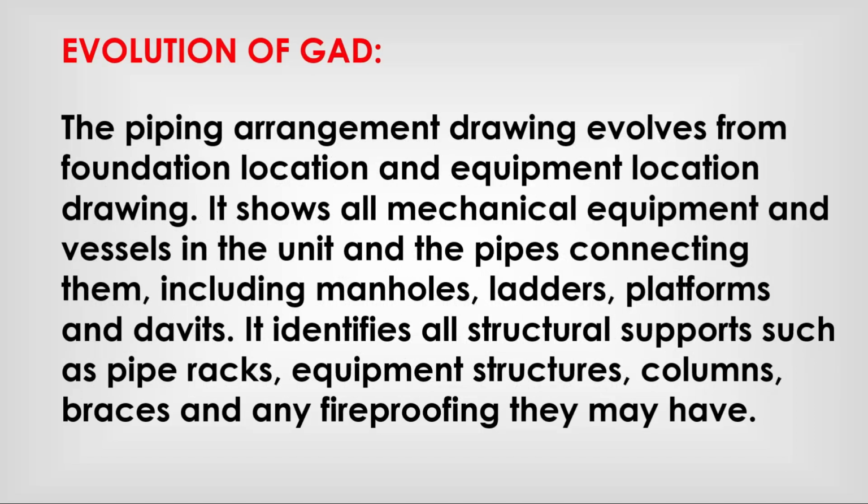Evolution of GAD. The piping general arrangement drawing evolves from foundation location and equipment location drawings. It shows all mechanical equipment and vessels in the unit and the pipes connecting to them, including manholes, ladders, platforms, and davits. It identifies all structural supports such as pipe racks, equipment structures, columns, braces, and any fireproofing they may have.